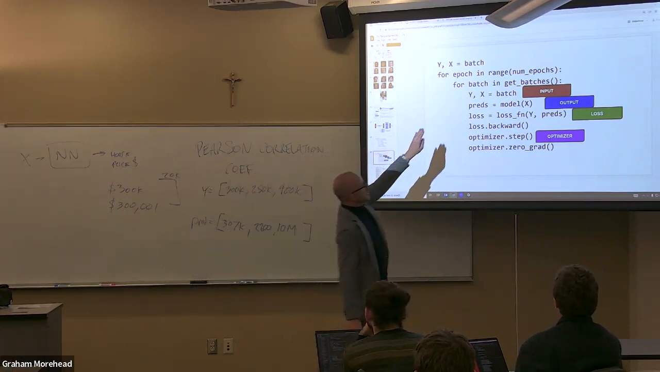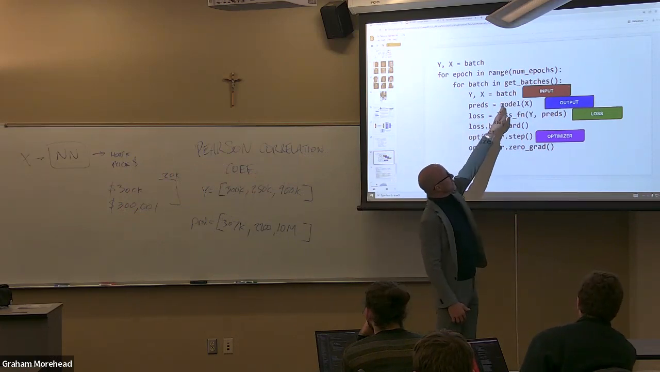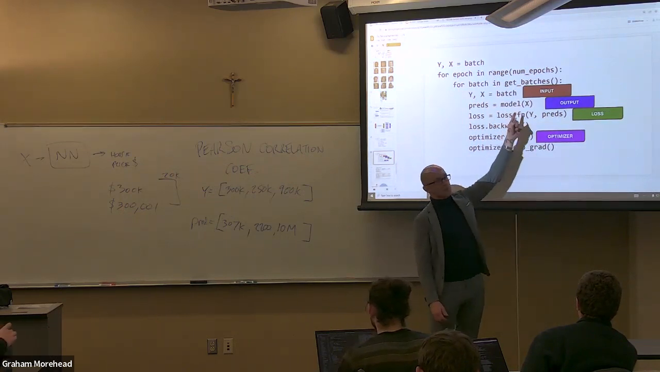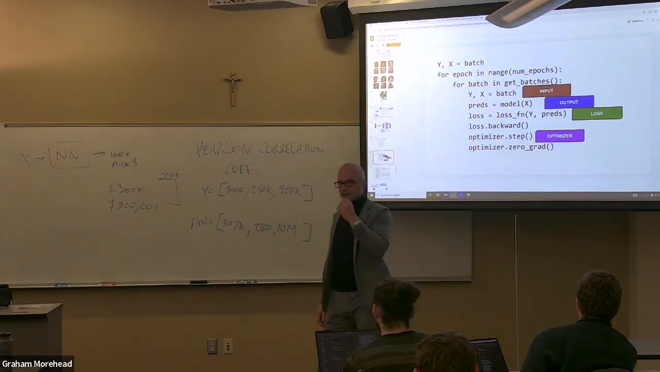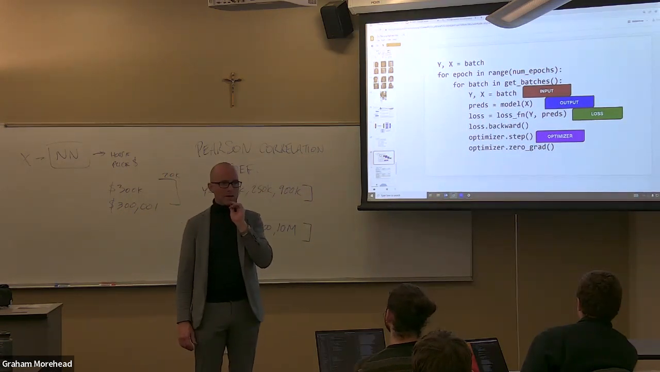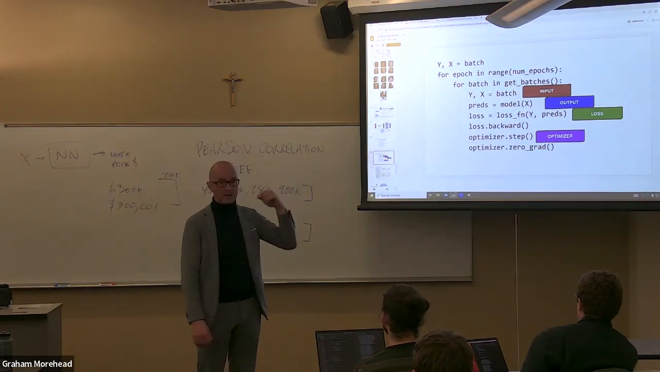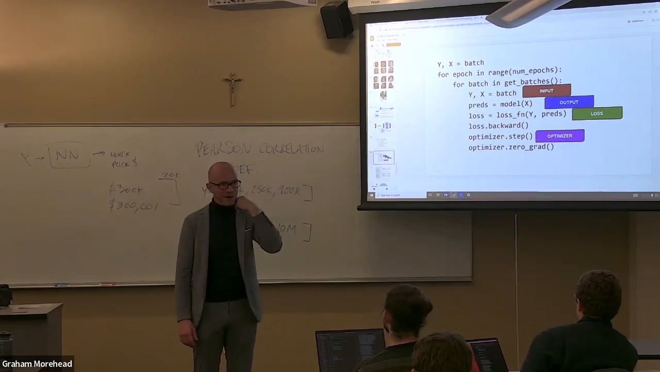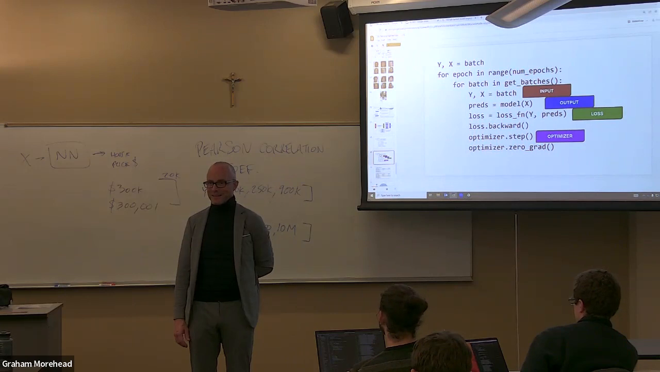So let's say you have a batch. Now, this model object, it looks like it's being called as a function there. Why is that? Why are we calling this model object as if it's a function? And if you're the one I explained it to in office hours, feel free to speak up.